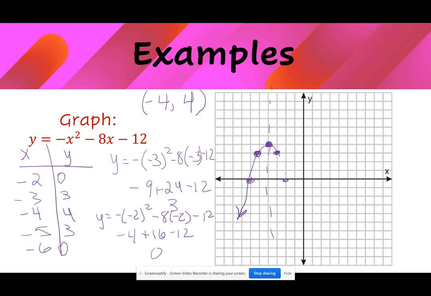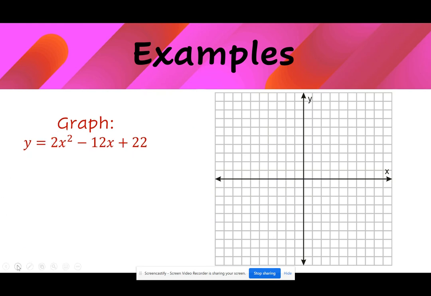And now you want to double check, does this make sense that it's pointing down? Whenever there's a negative sign in front here, it should be pointing down. So this does make sense.